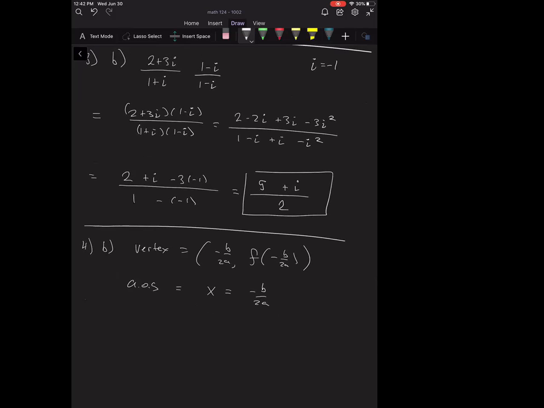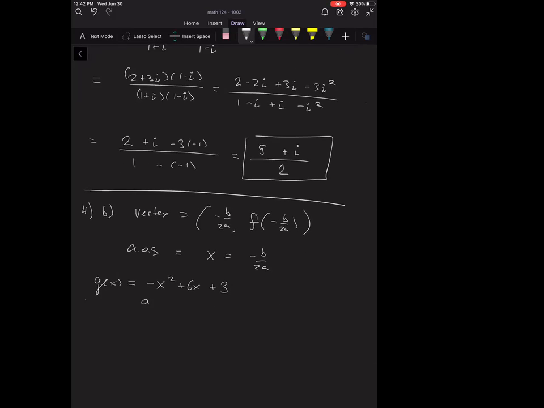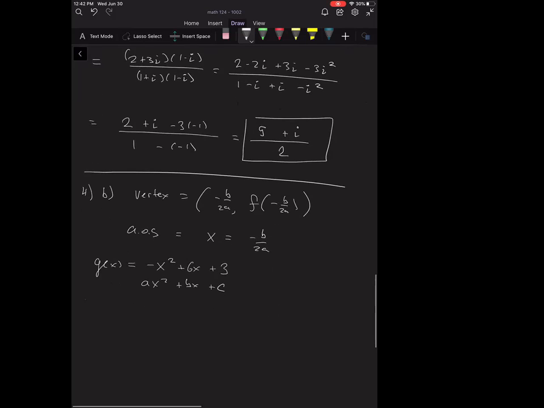So for part B, we have g of x equal to minus x squared plus 6x plus 3. So negative b over 2a. Here's ax squared plus bx plus c. So negative b over 2a equals negative, b is 6, and then 2 times a, so 2 times minus 1. So we have 6 divided by negative 2, which is negative 3. Put a negative in front of that, so it becomes positive 3. So our negative b over 2a is equal to 3.